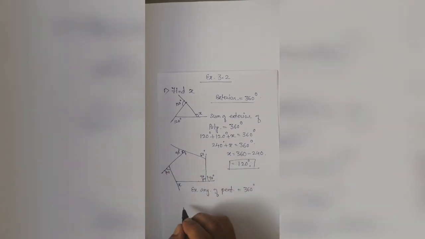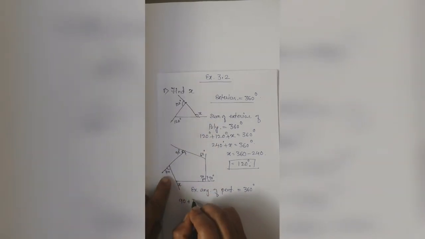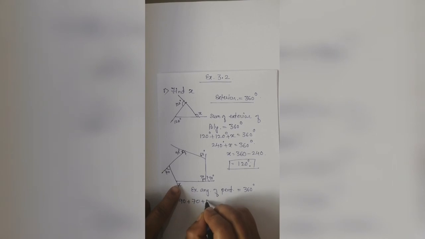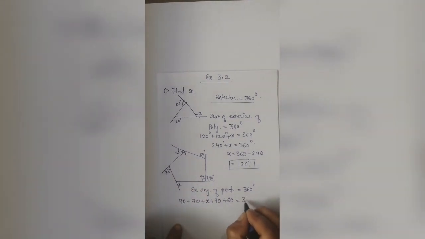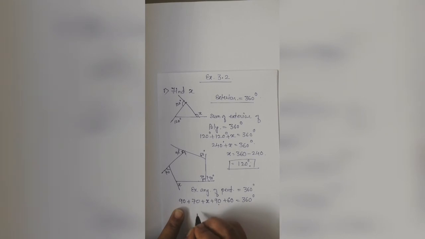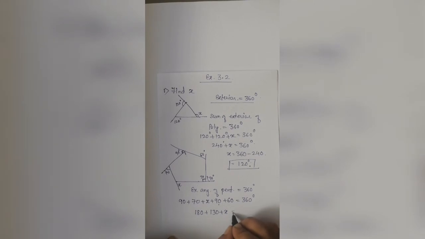Now all the exterior angles here we are going to find out. 90 plus 70 plus X plus 90 plus 60 is equal to 360 degrees. Okay, this is 180 and this is 130. So 180 plus 130 plus X is equal to 360.